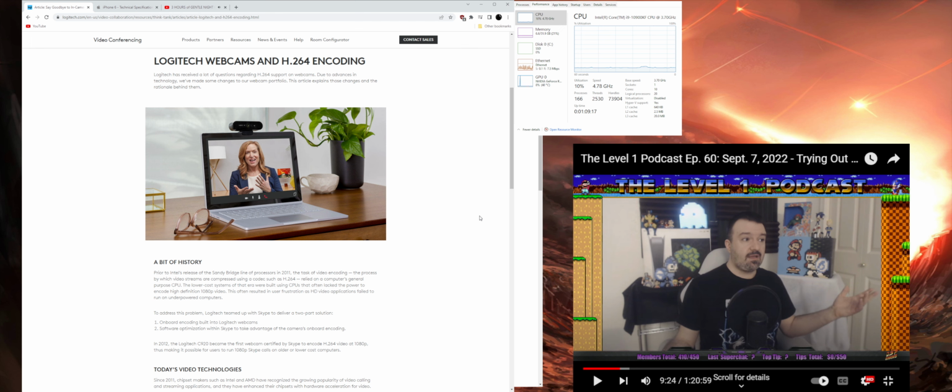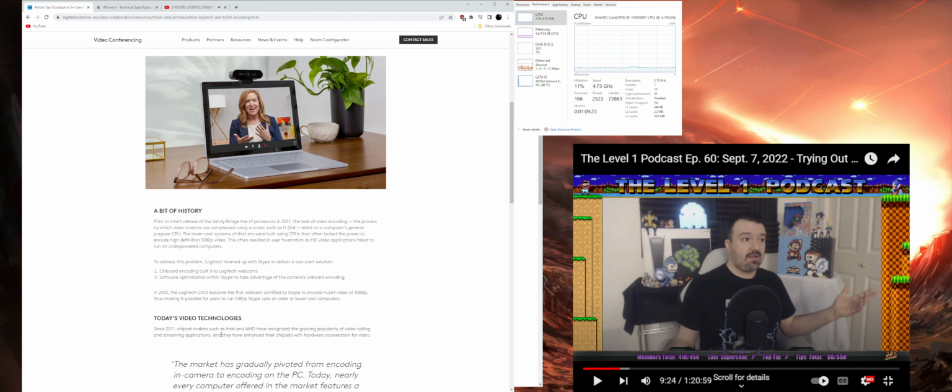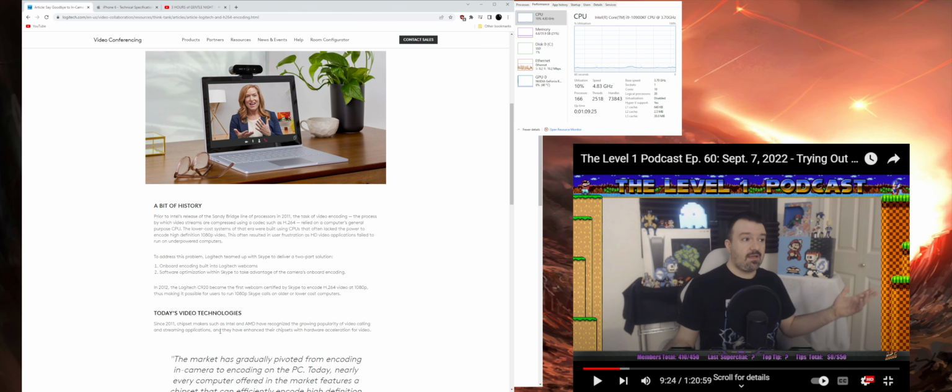This is the first series of cameras that Logitech released that supported hardware encoding, because at the time that this camera came out, systems lacked good hardware encoding. It didn't exist back then, and you had to use software, which at 1080p was very, very difficult to do. So Logitech teamed with Skype. Back then it was Skype, it wasn't Microsoft, because Microsoft later bought Skype. And onboard encoding built into the Logitech web cameras. In 2012, Logitech C920 became the first webcam certified by Skype to encode H.264 at 1080p 30.